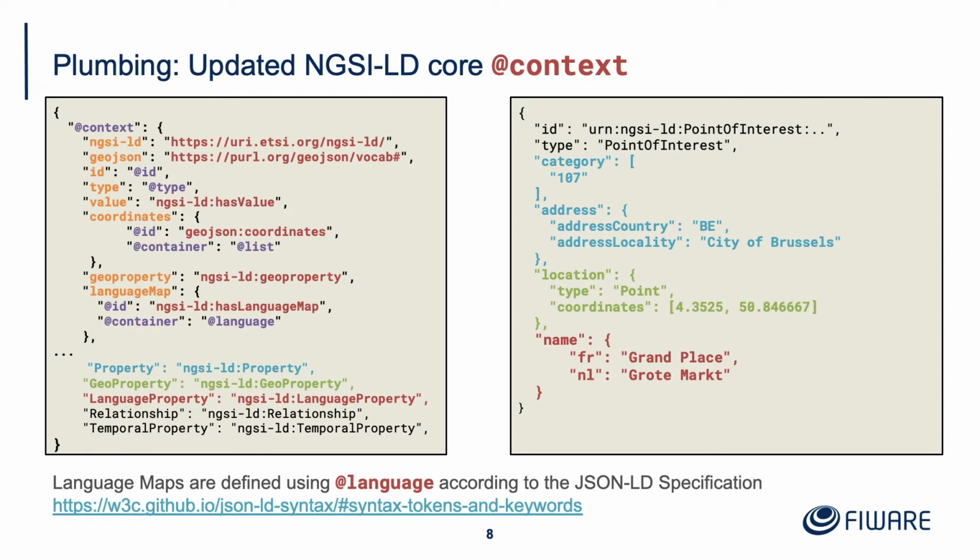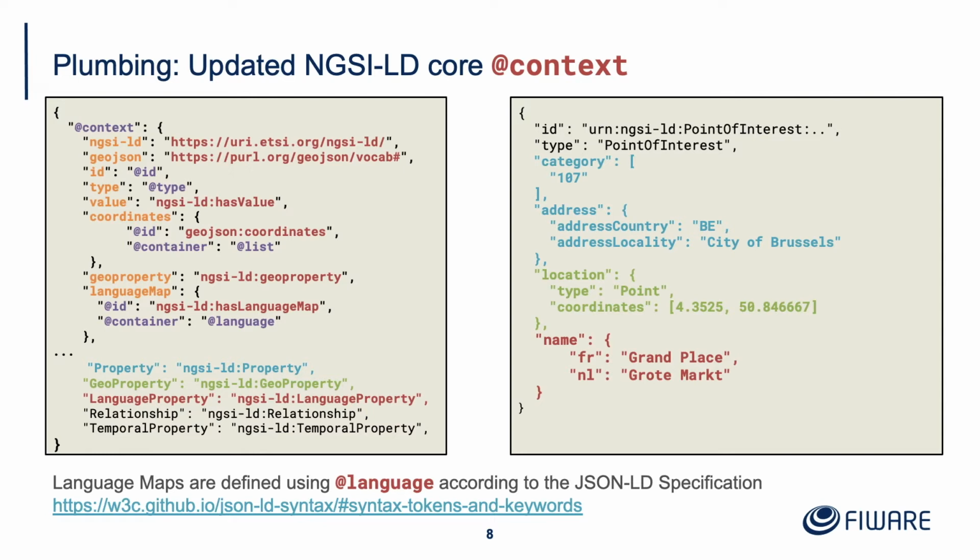You notice coordinates have also got a special defined value. If you read the value normally it is just, as I said, an object. However, coordinates are in a container of type list, for the simple reason that the ordering of the coordinates is important. You can't change around the latitude and longitude, but for ordinary values, that's perfectly possible. So this is the JSON-LD way of specifying that this particular attribute is a set of language properties.